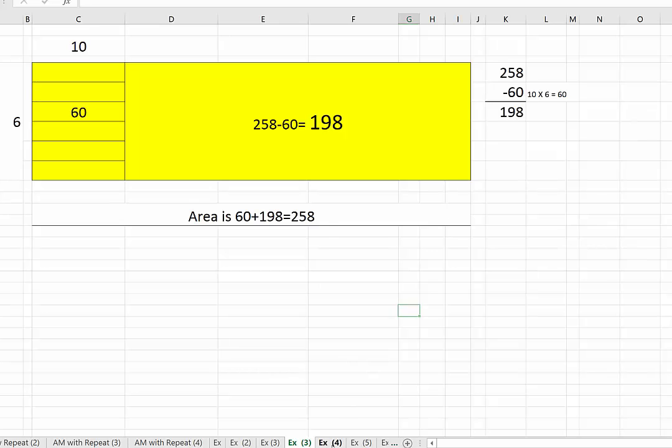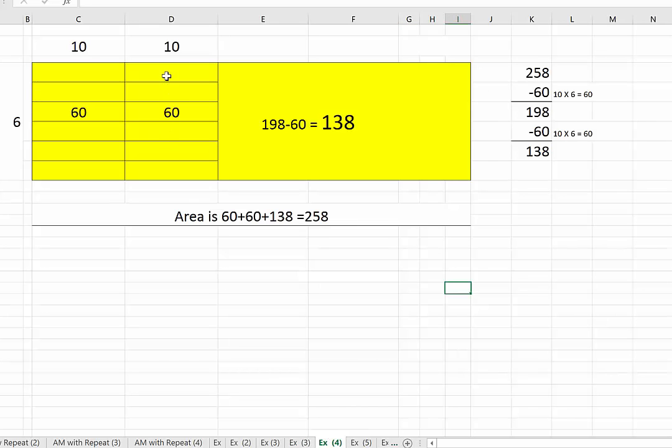Now let's continue. Well, what do we know? We know that 10 times 6 is 60. Remember, our quest is to get to this whole length, and so we're going to focus on what we know in tens. And so we just do this move again. 10 times 6 is 60. It was 198. So 198 minus 60 is 138. Again, here's 60, there's 60, here's the 138. We're conserving the area of 258. So now this block is 138, and we're just keeping score over here.